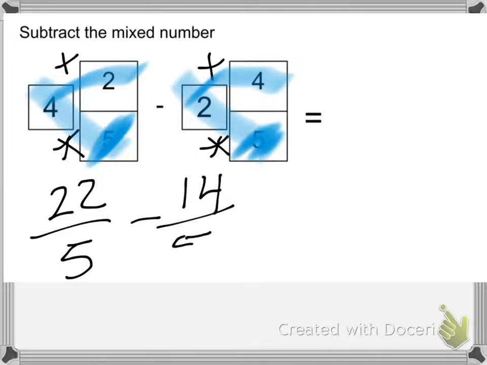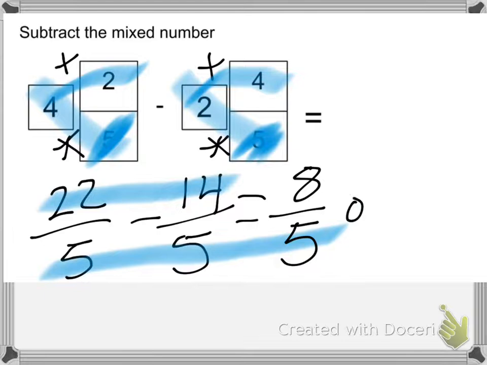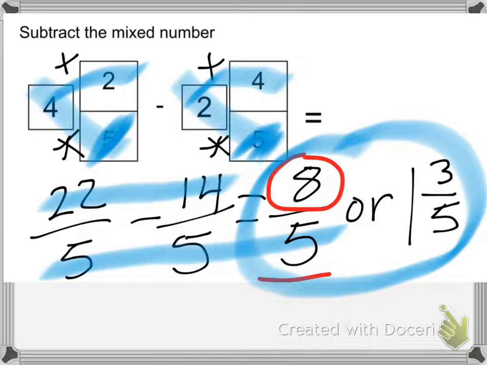2 times 5 is 10, plus 4 equals 14/5. When I subtract 22 minus 14 gives me 8, and then over 5. Or since 5 can go into 8 one time, and there is 3 out of the 5 remaining. I will take both of these answers, 8 over 5 or 1 3/5.